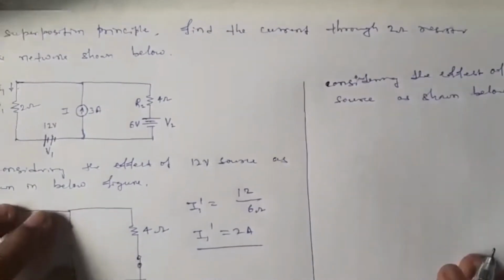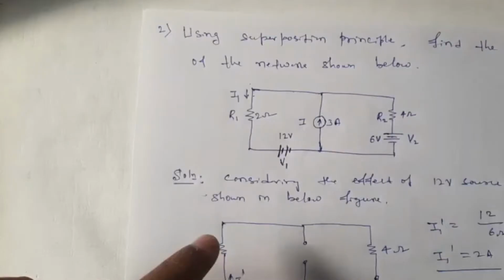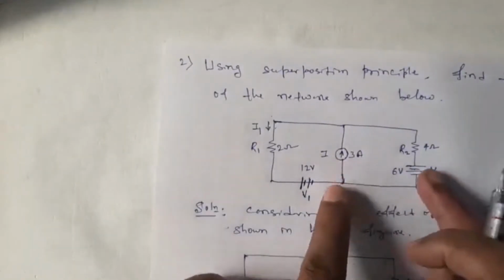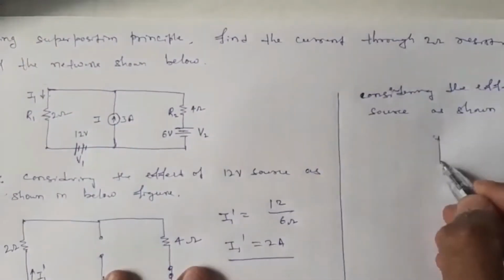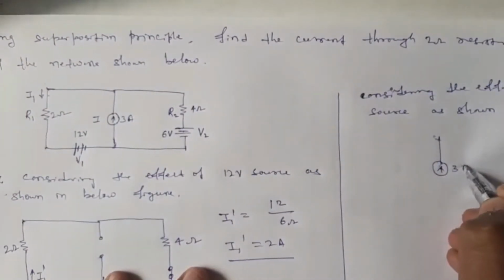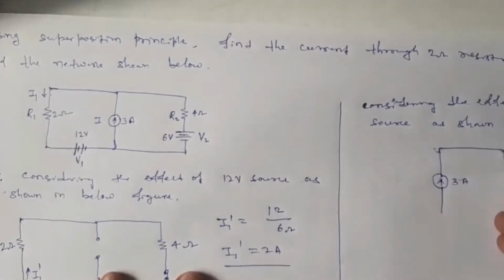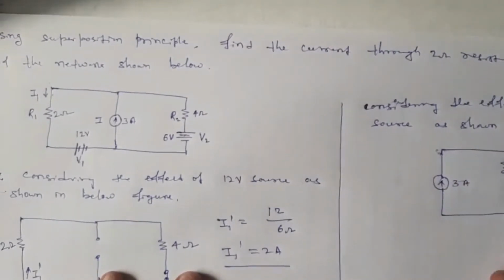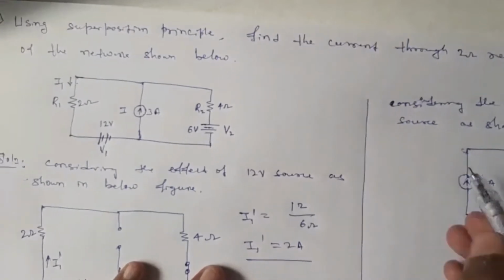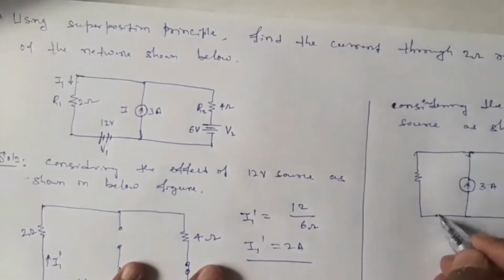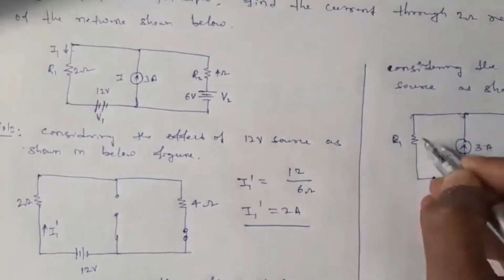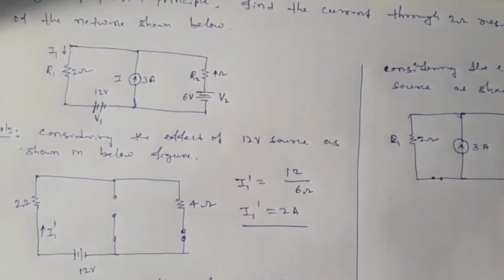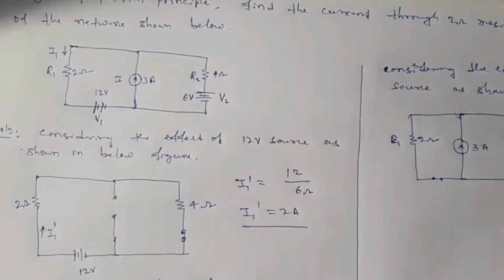Okay, so now say I should consider only this, and the remaining 2 sources must be made zero because both are voltage sources. Only the 3 ampere current source should be there, and this is 4 ohm. Here V2 is made short circuited, and V1 is made short circuited, and here this is R1, a 2 ohm resistor, and this is R2, which is a 4 ohm resistor.